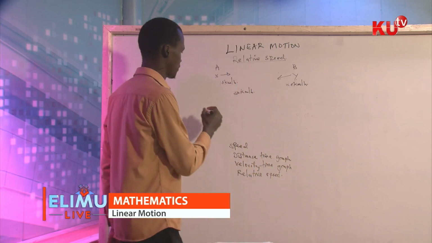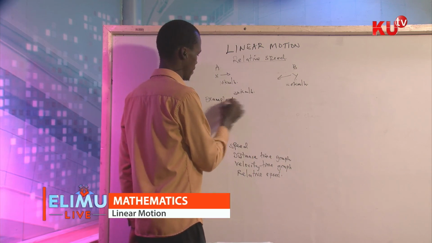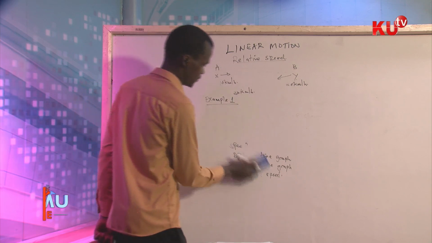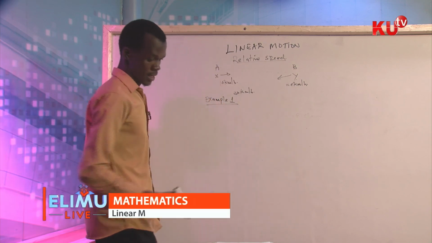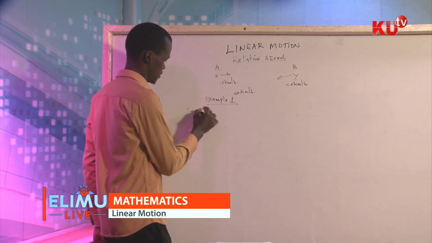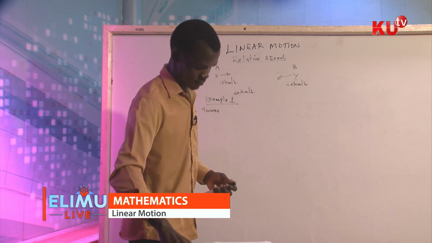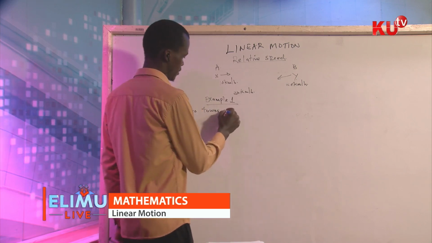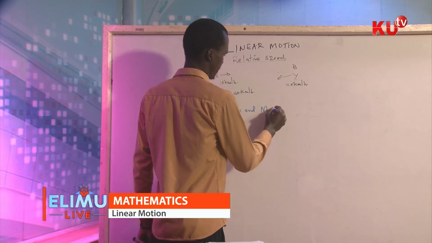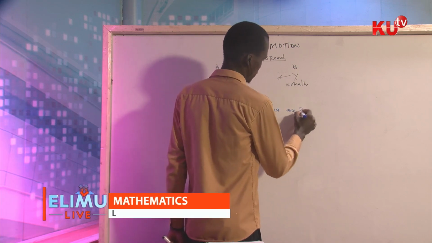Example 1. You're given that 2 towns, that is Meru and Maua, are 80 kilometers apart.